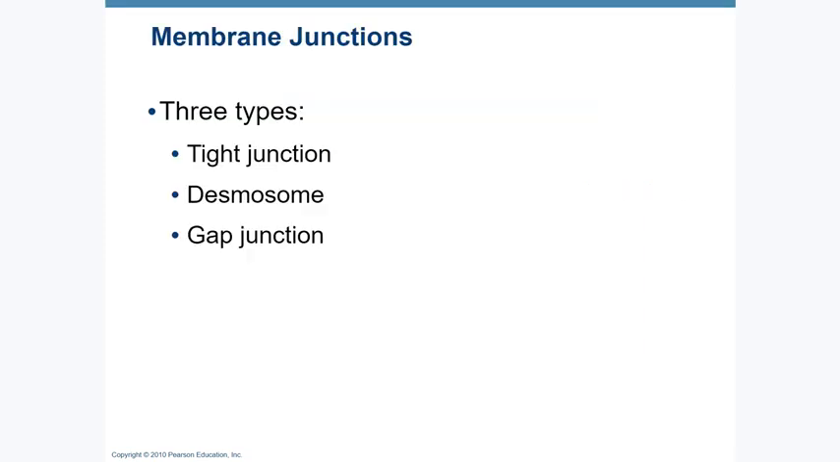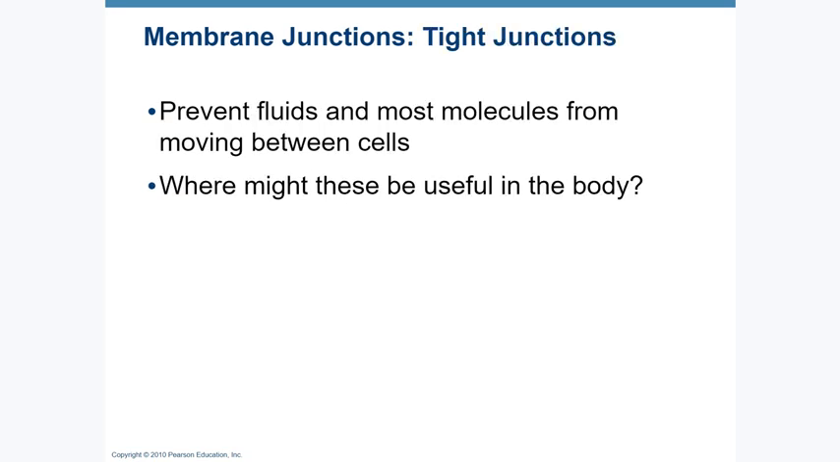So we have three types of junctions that I keep referencing two of them. So we have tight junctions, desmosomes, and gap junctions. So tight junctions prevent fluid and most molecules from moving between the cells. And where would you think these might be useful in the body?